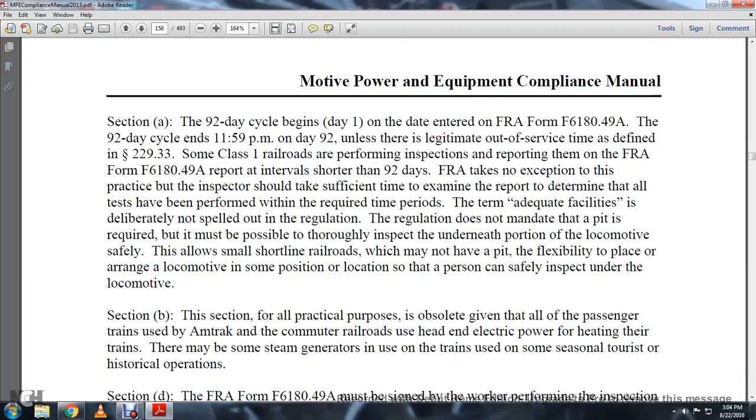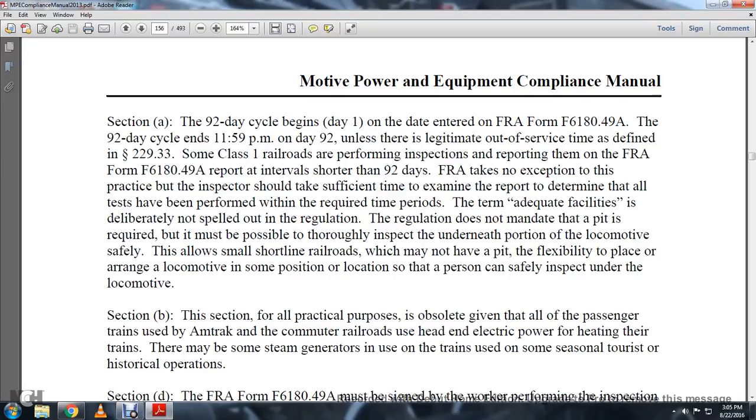Guidance. Section A: the 92-day cycle begins on day 1, the date entered in the FRA Form 6180.49A. The 92-day cycle ends at 11:59 p.m. on the 92nd day, unless there is legitimate out-of-service time as defined in Statute 229.33. Some Class 1 railroads are performing inspection reporting for the FRA Form 6180.49A at intervals shorter than 92 days. The FRA makes no exception to this practice.